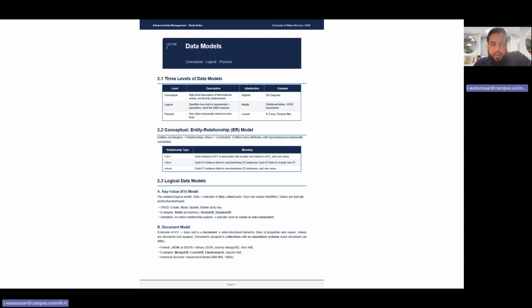We call it many-to-many. Each entity 1 instance links to 0, 1, or many entity 2 instances, and vice versa. What is the difference from one-to-many? In one-to-many, entity 2 has only one relationship with entity 1. But in this case, every entity 2 instance can have a relationship with many entity 1 instances. It is a complex one.